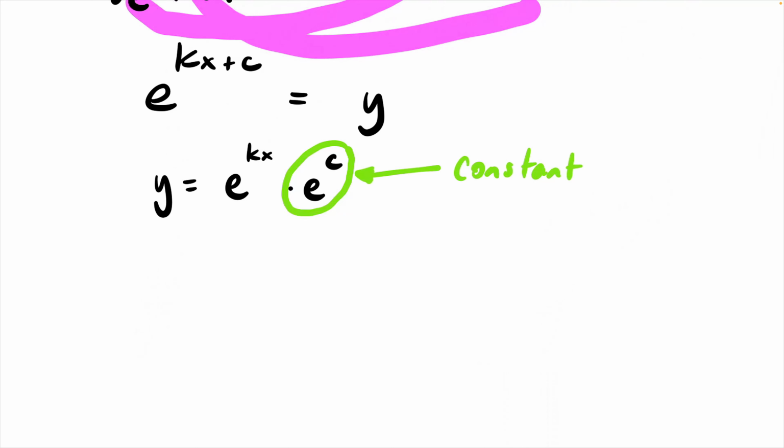E is a number. C is a number, right? K is a number. X, we don't know though. So this guy over here is a variable. This guy is a variable still because it's got X. This guy is not. Okay?